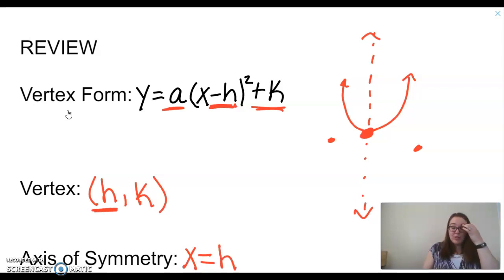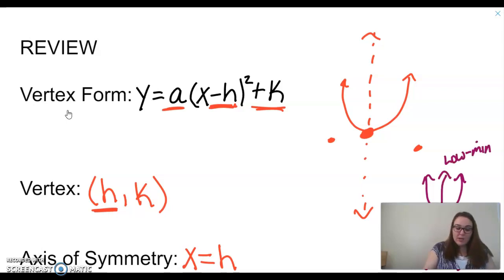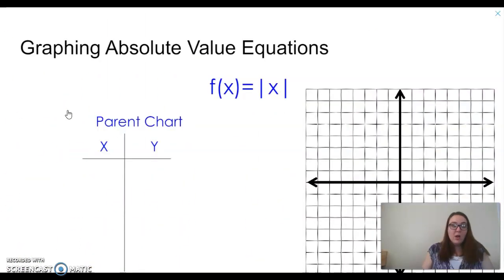One quick thing, I do know one of your practice assignments is going to ask you about this. When does a quadratic have a maximum versus a minimum? Okay. Remember, a maximum is a high point, while a minimum is a low point.